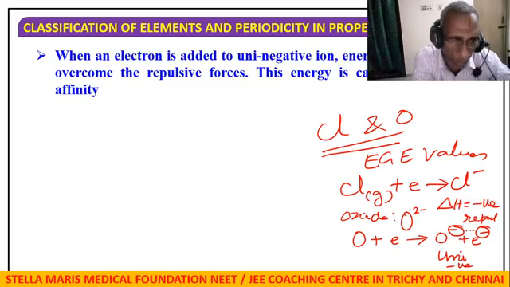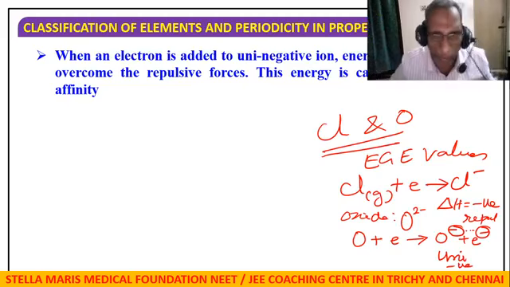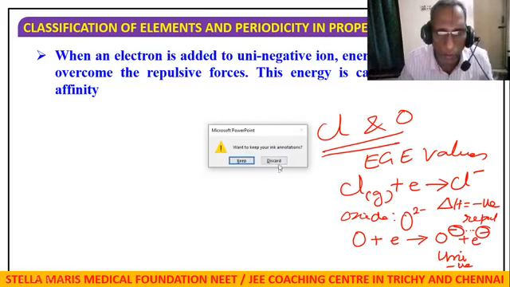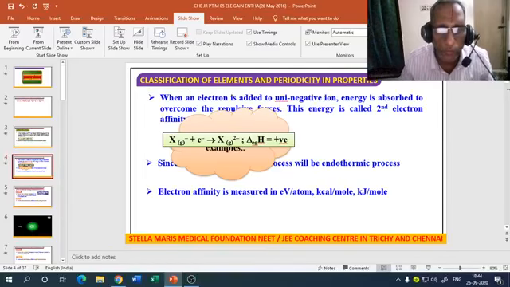So first electron affinity is a negative value, second electron affinity is a positive value. Important to be noted. They will ask with respect to chlorine and oxygen very often. Make a note. If you have any doubts, you can ask.